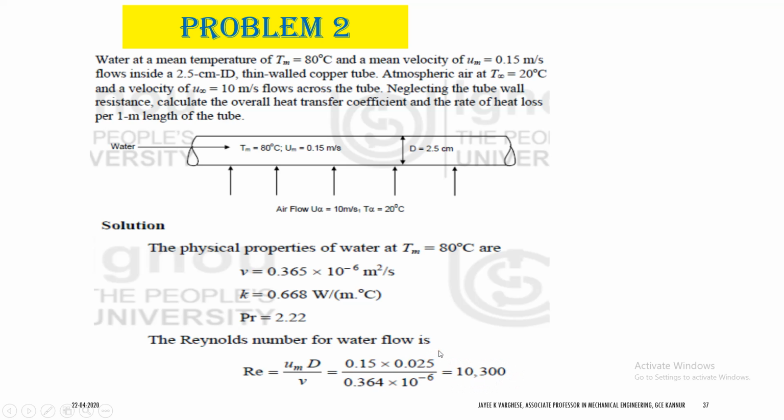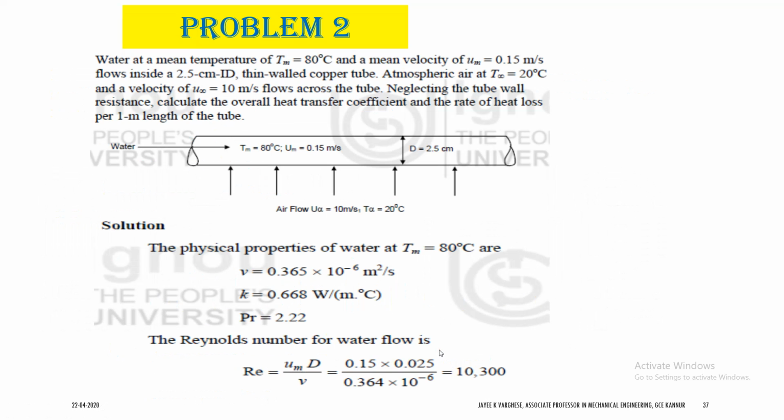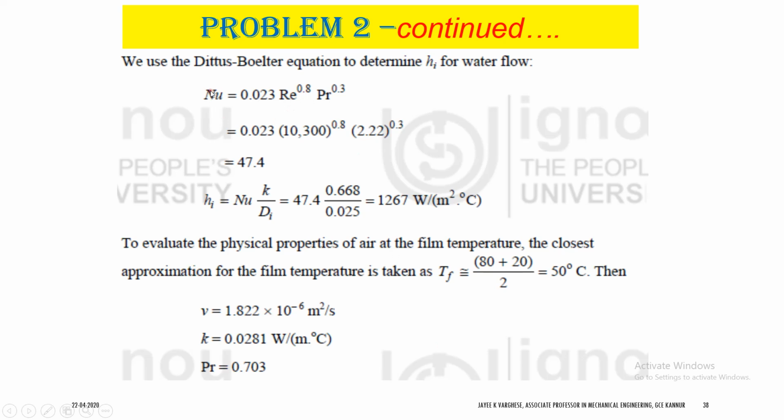A very common equation which can be suitably used is the Dittus-Boelter equation to determine the heat transfer coefficient at the inner surface, which is given by Nusselt number equal to 0.023 times Reynolds number to the power of 0.8 times Prandtl number to the power of 0.3.